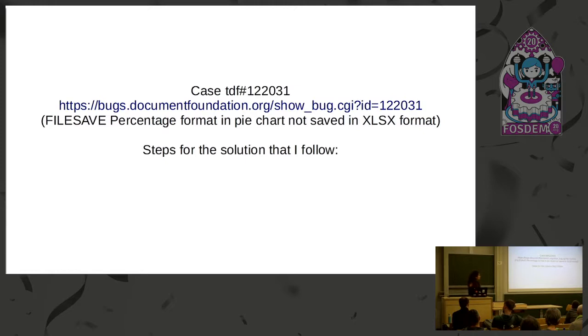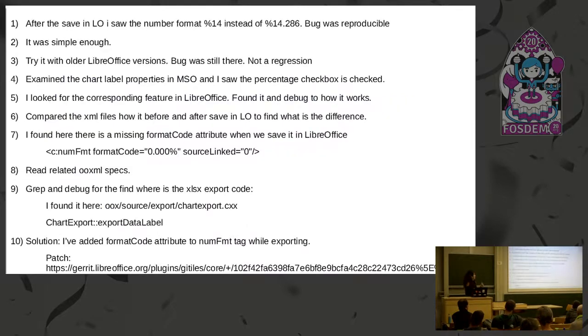In this bug report, we have a document. When we save in LibreOffice and open again, we missed 3 digits after the comma in the chart label. While solving, first I reproduced the bug. I saw the bug is there. The document was simple. I tried it with an older LibreOffice version. The bug was there. It was not a regression.